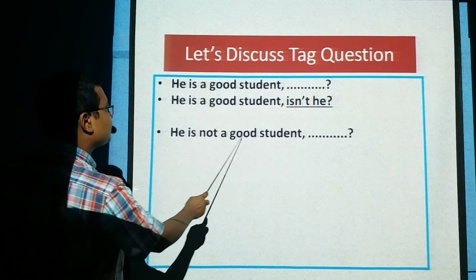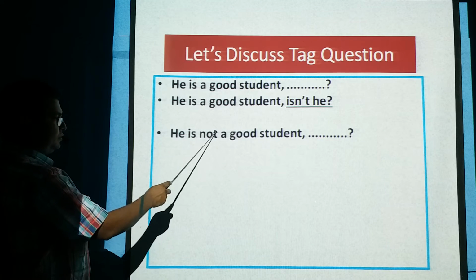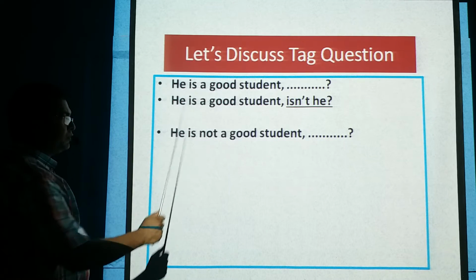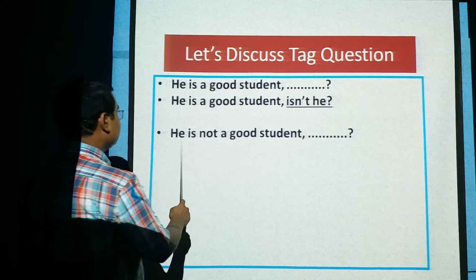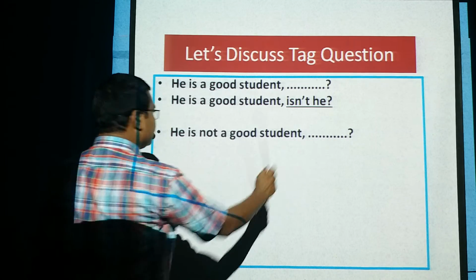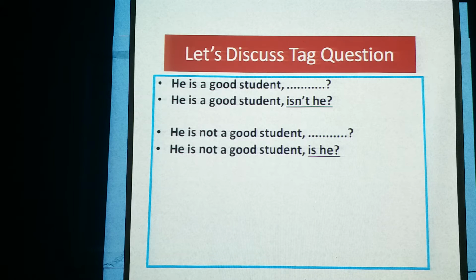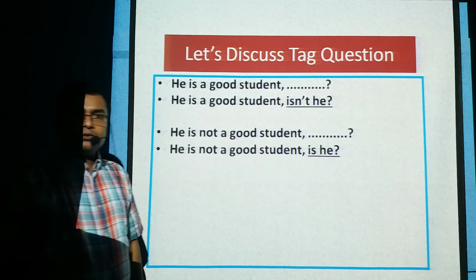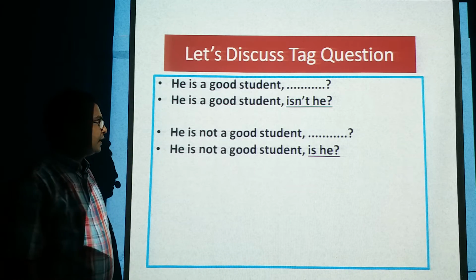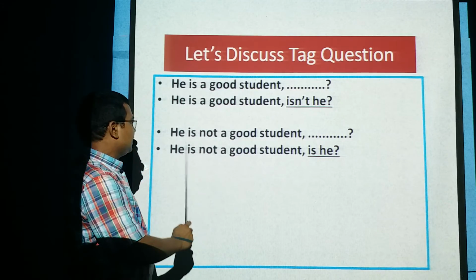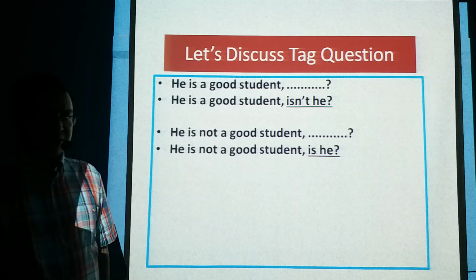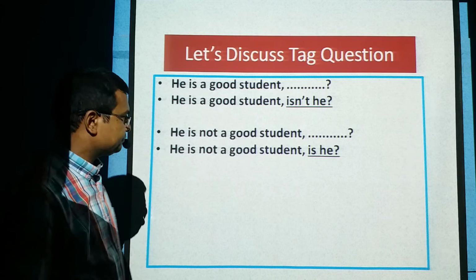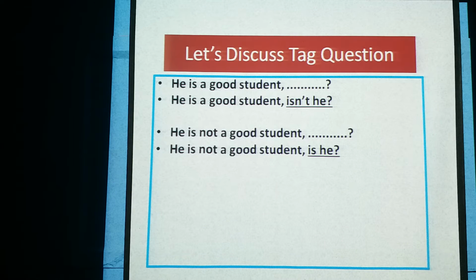Here, he is not a good student. Here only change is not. Okay? If we get not, we will discard not. So it will be is, then the subject. Okay? Is he. So, this is the answer. He is not a good student. It will be is he. Have you understood the differences? Dear students, here there is no not, so it is isn't he, and here there is a not, so it is he. It is the very preliminary stage of tag question. Okay? The basic rule of making tag question.